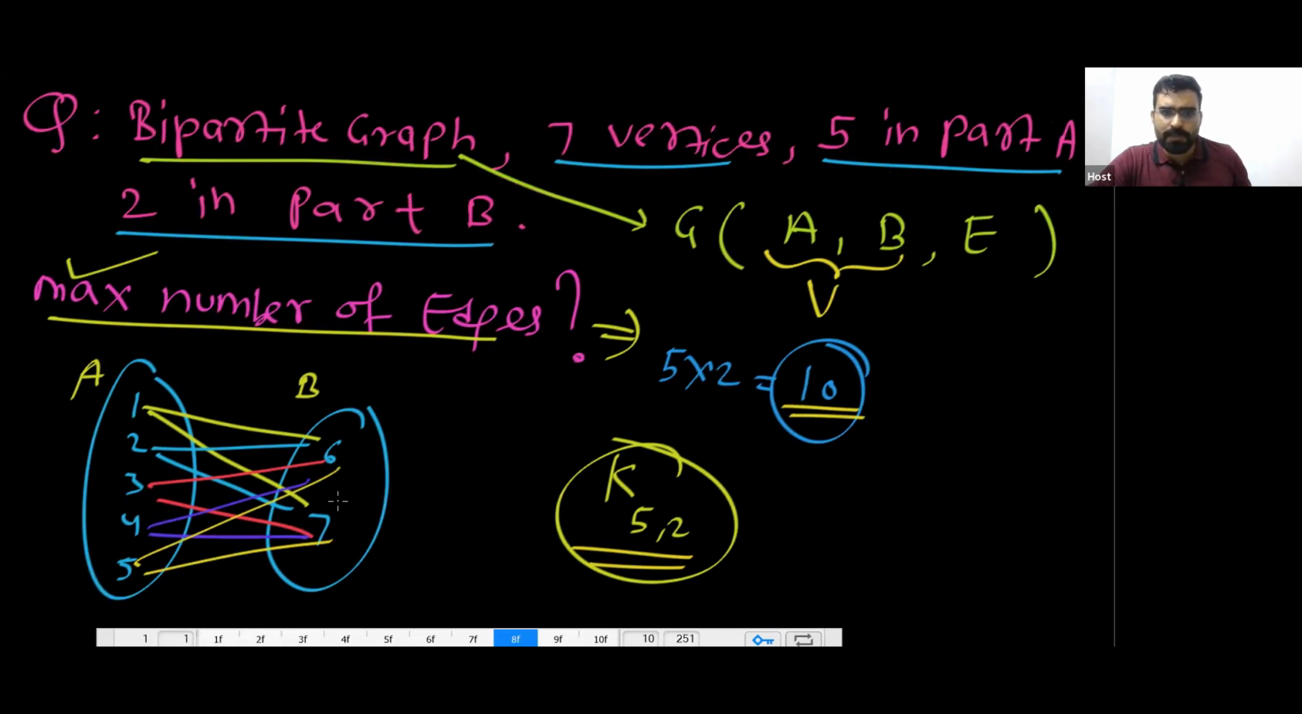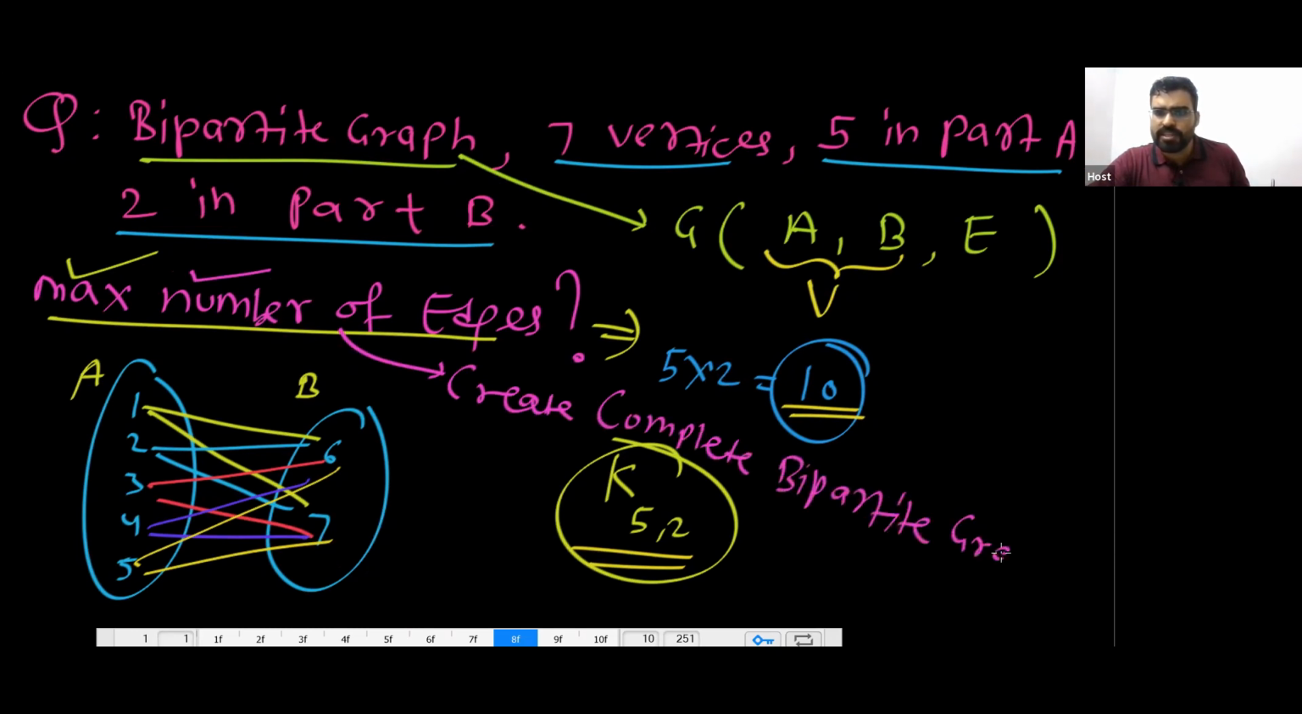Part A has 5 vertices, part B has 2 vertices. So how to get the maximum number of edges? Create a complete bipartite graph. If you want to get the maximum number of edges, then create a complete bipartite graph. So this is the idea. Yes, the minimum number of edges is 0. But if you want the maximum, you create a complete bipartite graph.